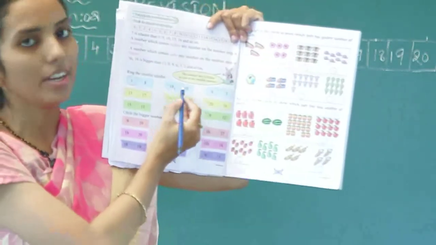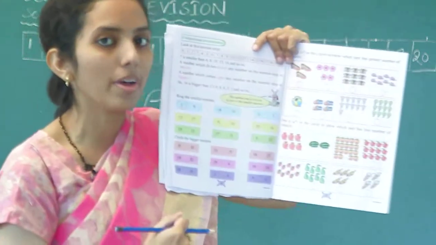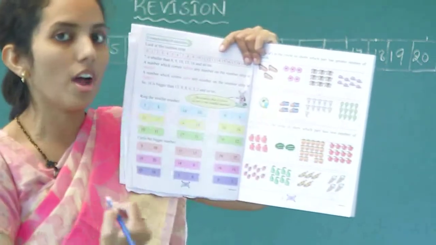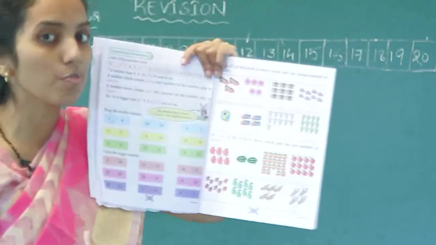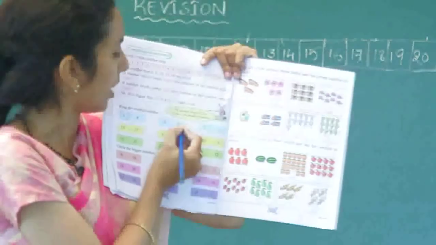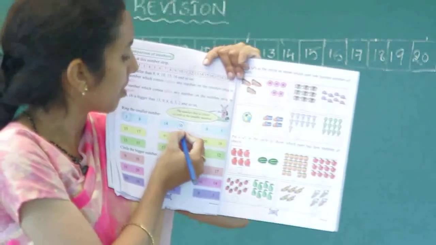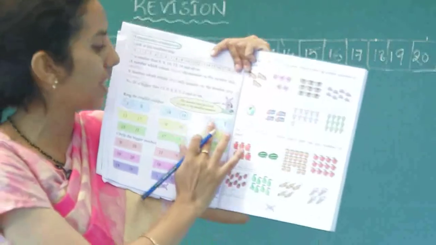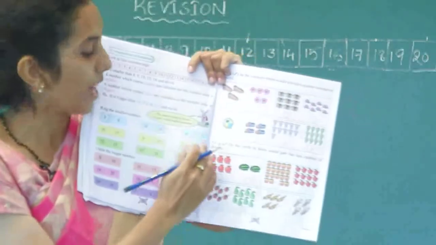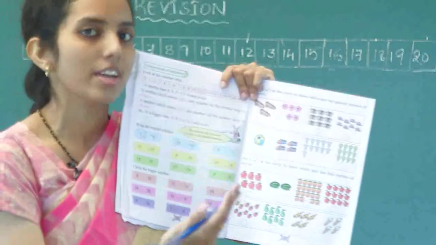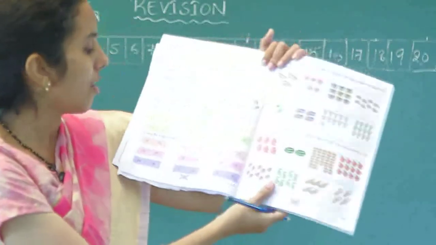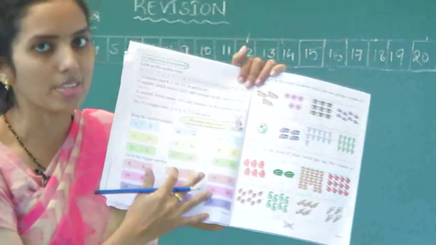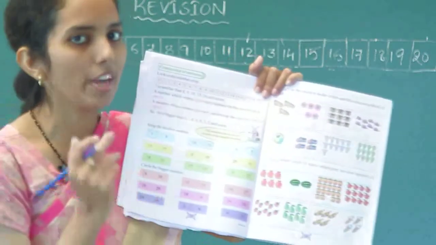Okay, 14 and 10. Which is smaller number? 10 comes before or after 14? It comes before 14. So which is smaller? 10 is smaller. Okay. Now 6 and 5. 5 comes before 6 or after 6? It comes before 6. So 5 is smaller number. And in the same way, we are given a few more examples. I want you to do it by yourself.